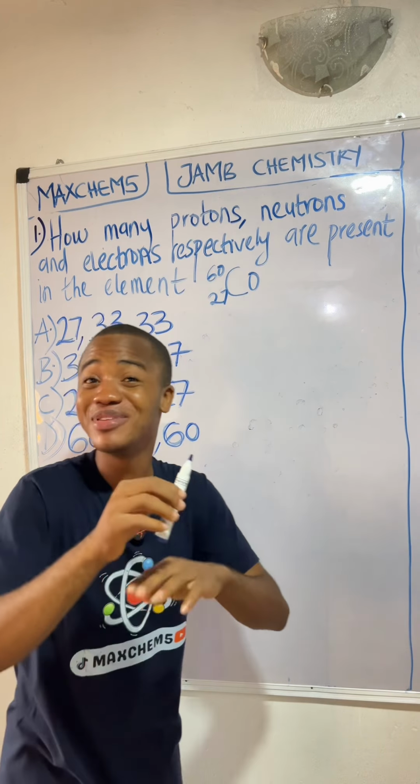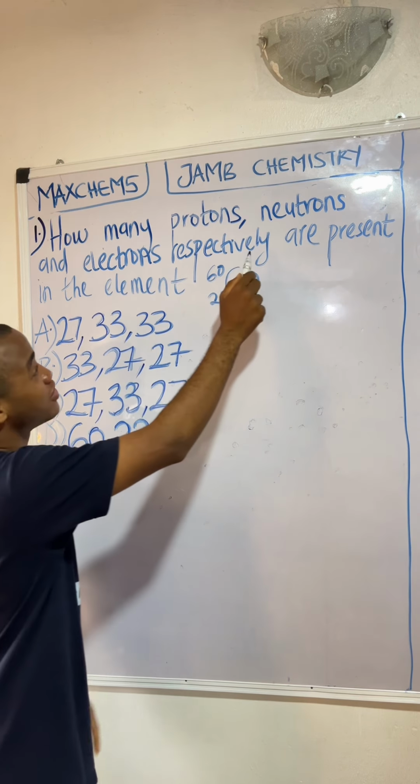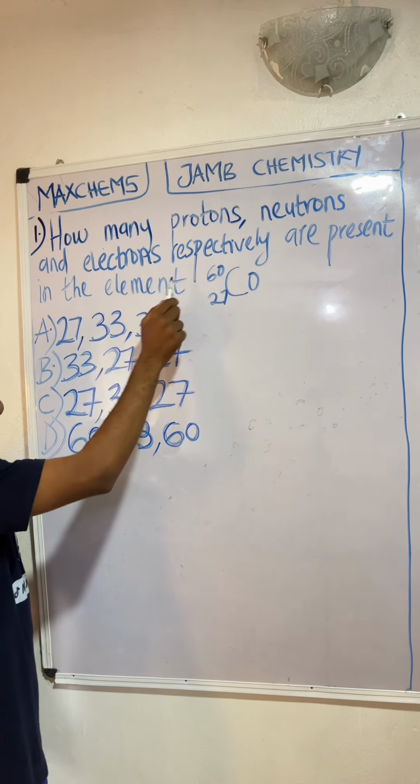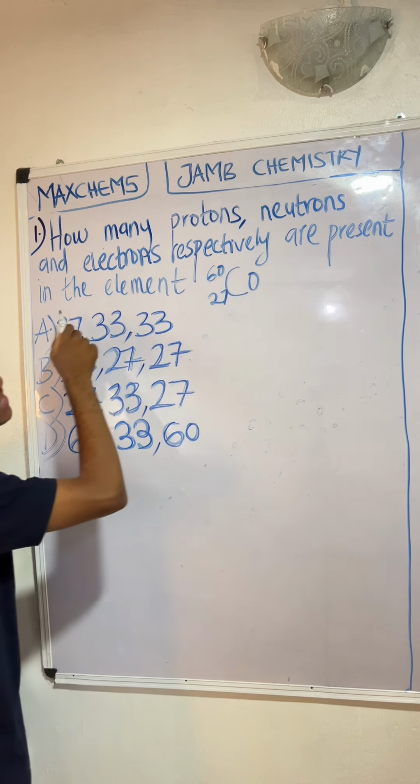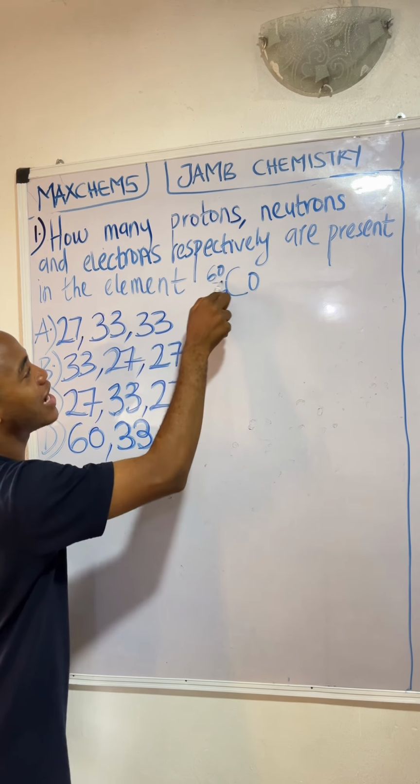This question is probably the simplest JAMB question I've seen so far. Let's solve it together. How many protons, neutrons, and electrons, respectively, are present in the element? You can see the element with the mass number and the atomic number.